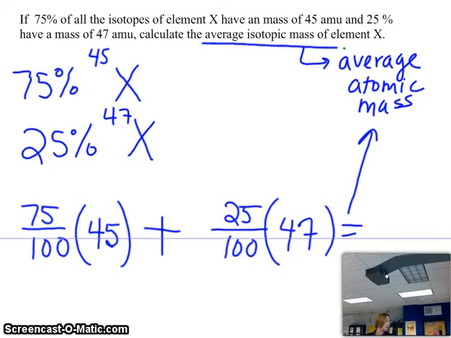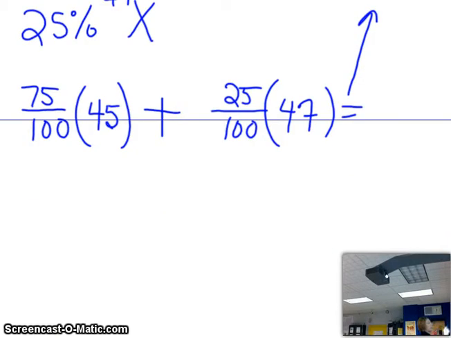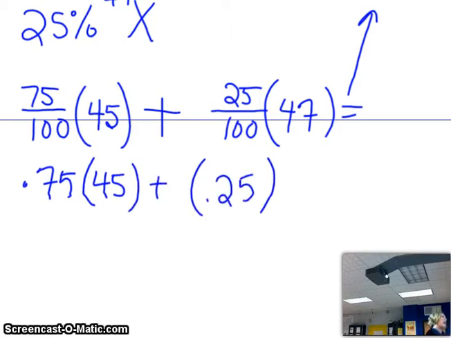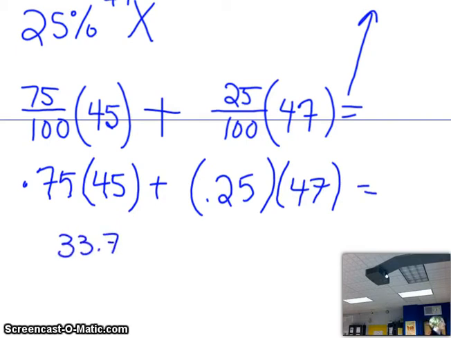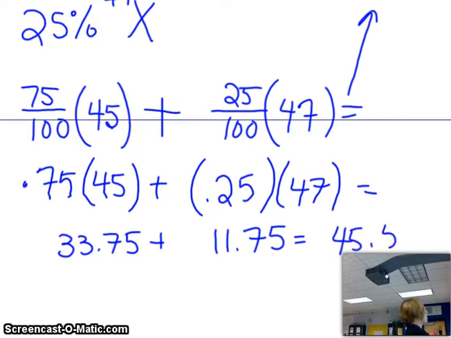So if we do this with our calculators, you take 75 divided by 100, you get 0.75, and that's what you'll be multiplying 45 by. 25 divided by 100 gives you 0.25, and that's what you'll be multiplying 47 by. If you multiply 0.75 times 45, you get 33.75. If you multiply 0.25 times 47, you get 11.75. And if you add those values up, now that's step 3, you get your average atomic mass, 45.5.